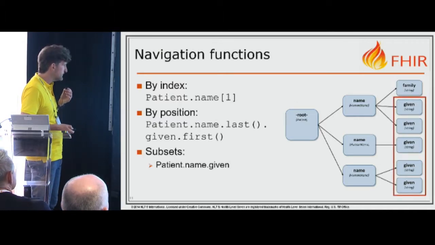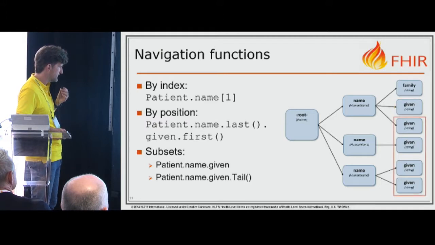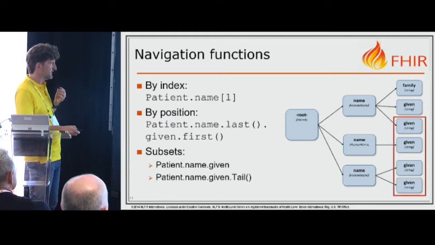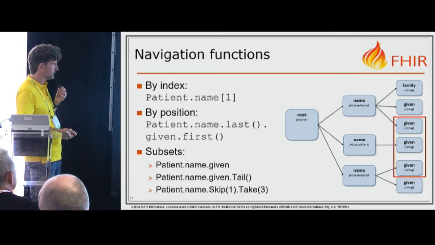But wait, there's more. Patient.name.given. Well, that's what I told you. If multiple nodes, patient.name selects all these names, and then given would select all the givens of all these nodes. Fine. Patient.name.given.tail. Subtle change here. Look on the right-hand side. It's just the red box is moving one down because tail is selecting all the nodes except the first one. And then there is patient.name.skip(1).